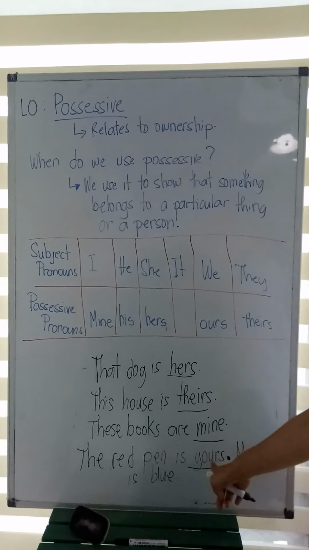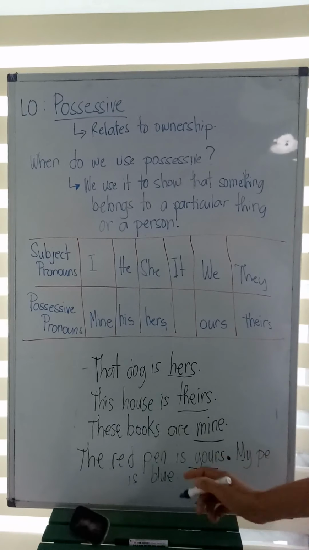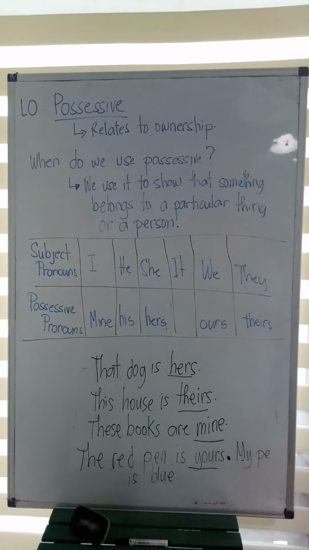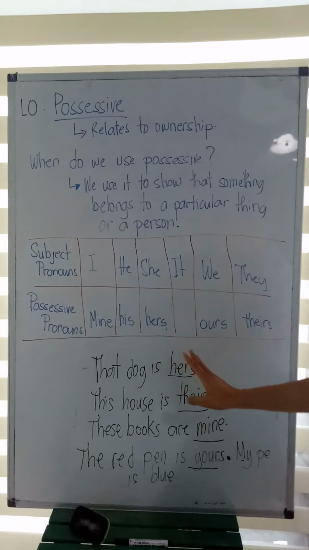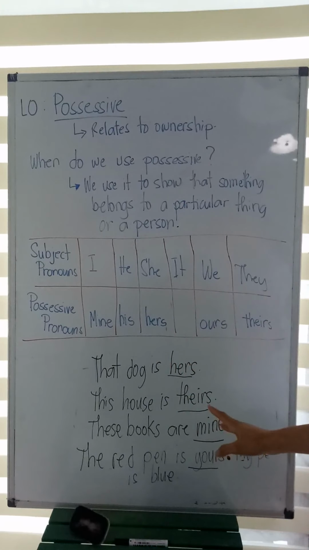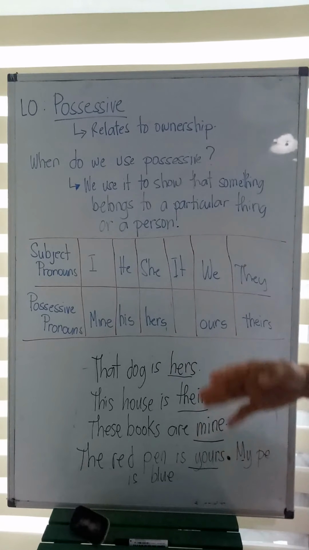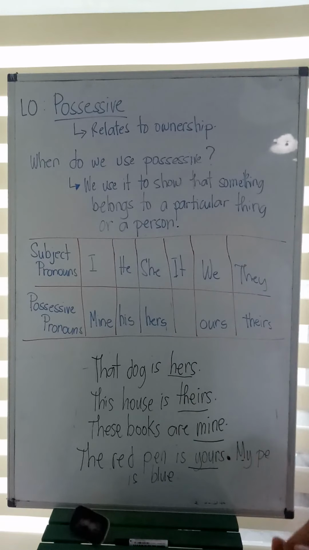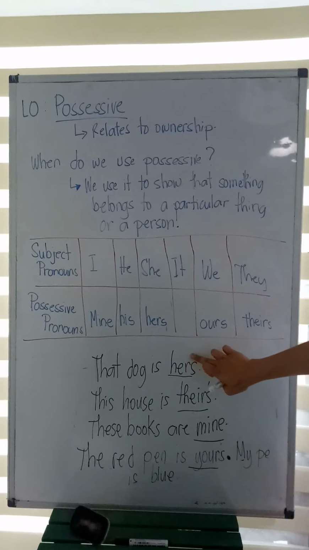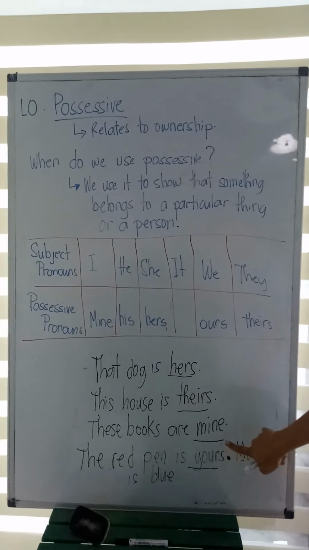Who owns the red pen? Yours owns the red pen. So simple as that. That is how you identify a possessive pronoun. It's usually at the end of a sentence, and it looks like a pronoun that we add s to. And one more thing, you don't put an apostrophe. They just look like that without any apostrophe. So don't put an apostrophe when you're trying to show ownership and you're using possessive pronouns.